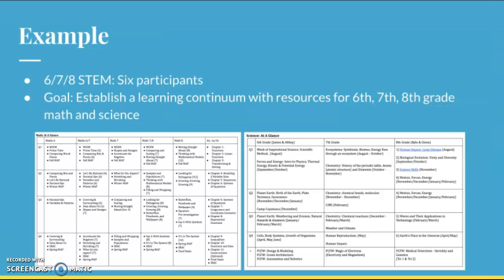So the example of the PLC I led was for 6th, 7th, and 8th grade STEM teachers. That was a total of 6 participants, 2 from each grade level. And our goal was to establish a learning continuum with resources for 6th, 7th, and 8th grade math and science. So this is an example of something we developed. This was kind of our overarching framework, and then we developed the details below.